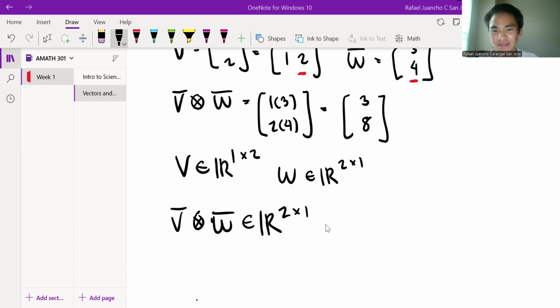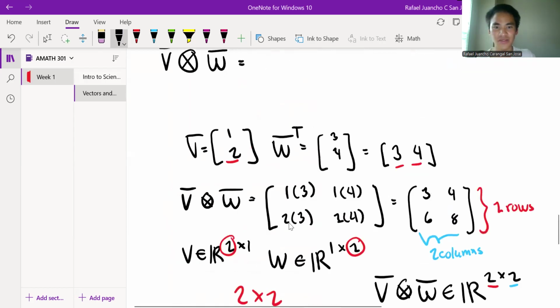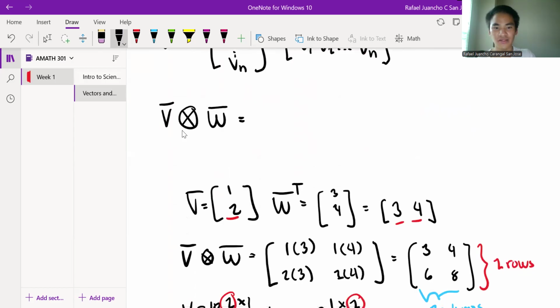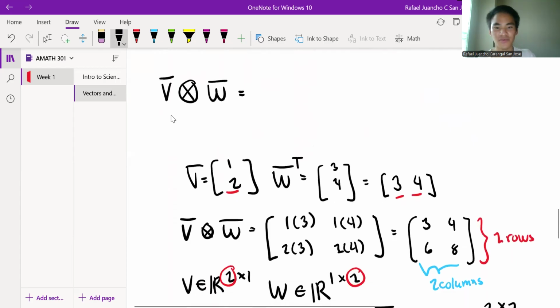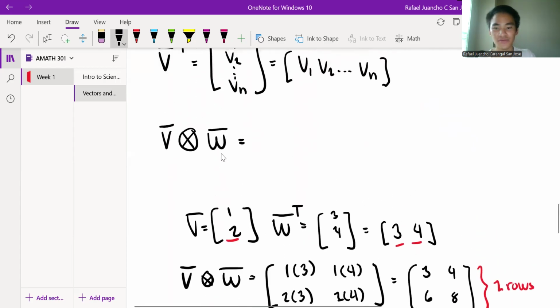Yeah, I mean, that's what's going to happen. It resulted in a 2 by 1. So we can actually generalize this idea. Okay, let's generalize the idea. So if we get, let's say, the outer product and we transpose W, right? So let's say we get the outer product, but W is transposed.